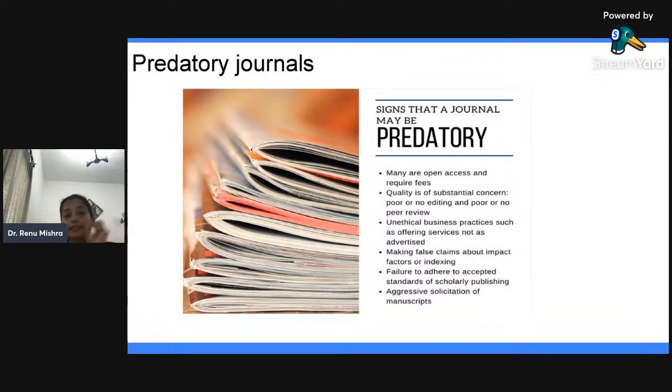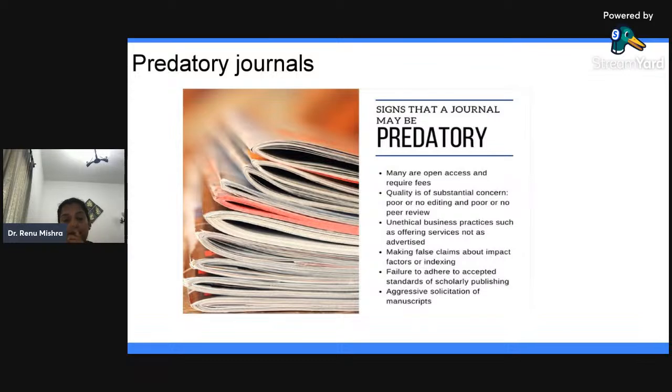Okay, second is, quality is of substantial concern. Now, when it comes to quality, how can you recognize that this journal's quality is bad? By the language of it, no peer review, or if there is editing, very poor editing. Okay, also they follow some unethical business practices, like false claims, or they claim they are indexed in Scopus. Now, one thing I would like to say, it's very important. For example, many journals I personally have seen claim to be Scopus indexed. Now, how can we check whether this claim is right or not?